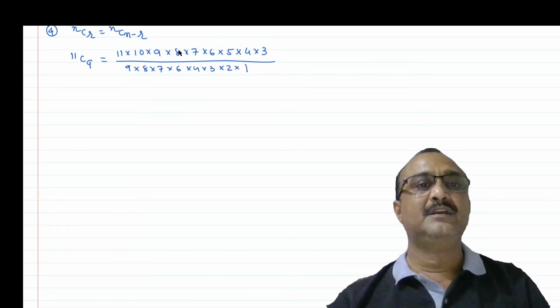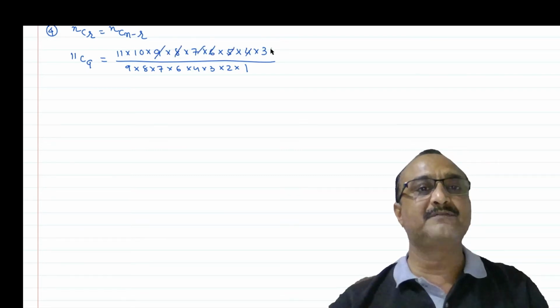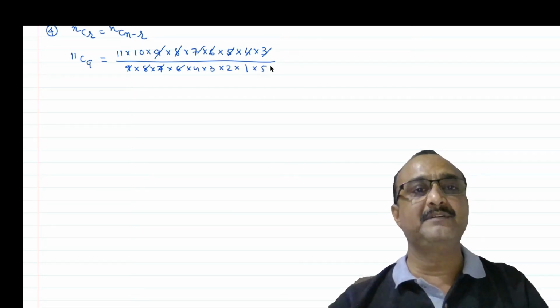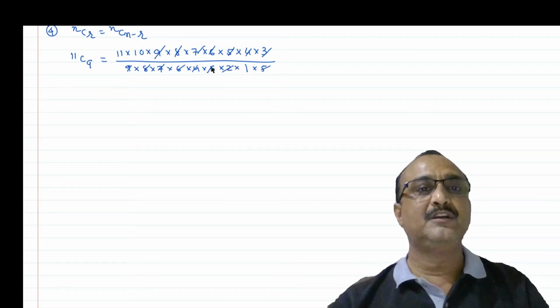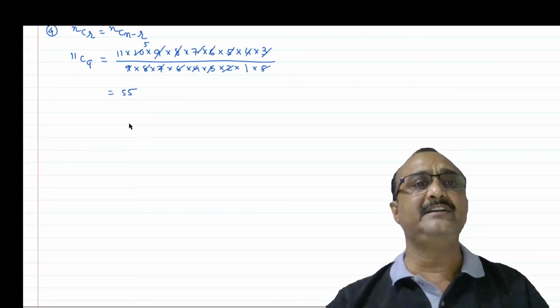Okay, so 9, 8, 7, 6 are cancelled out. Looking at the remaining terms, 5, 4, and 3 cancel out. So 2 fives are 10 and 11 fives are 55. The answer is 55. But it is again quite a lengthy and tedious process.